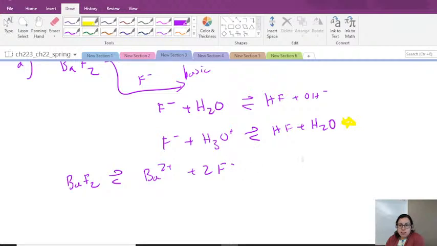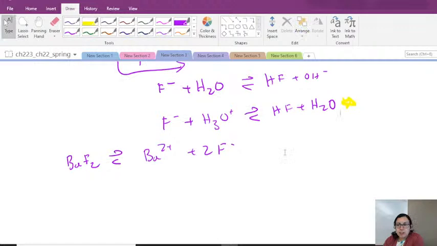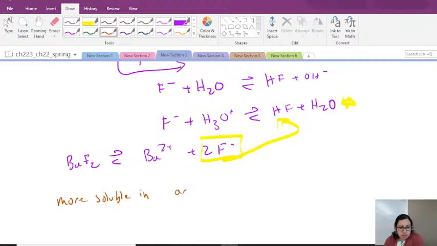So think back to Le Chatelier's principle too. Yeah. Since you're taking fluoride ions out of solution, the equilibrium might want to go more to the right. Exactly. And so does everyone see that? We consumed our fluoride in this reaction. As it's more acidic, it forms HF, and so we're using up our fluoride. It's being consumed, and this drives the barium fluoride more to the right. And so we expect it to be more soluble in acidic conditions.